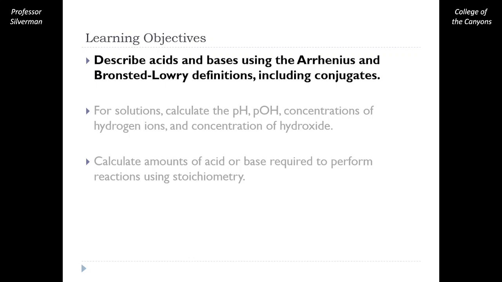With that, we have accomplished our objective. We can describe acids and bases using the Arrhenius and Bronsted-Lowry definition, and we know all about our conjugate acids and bases.